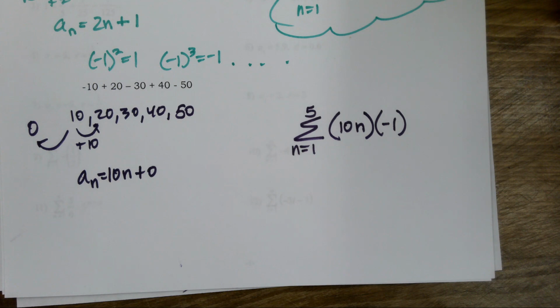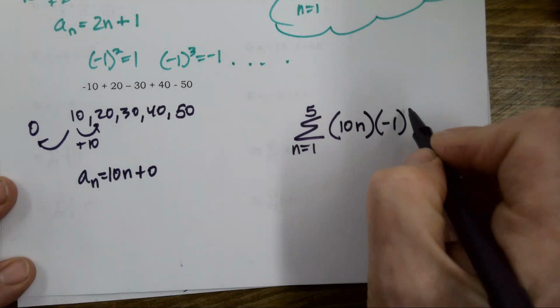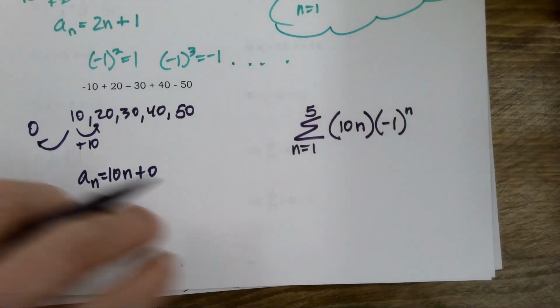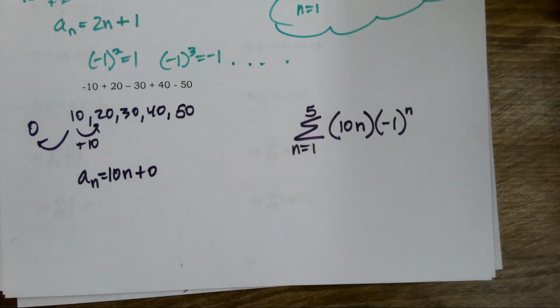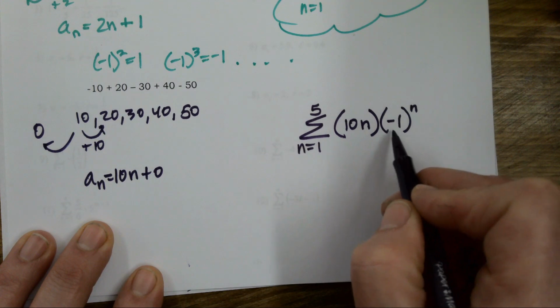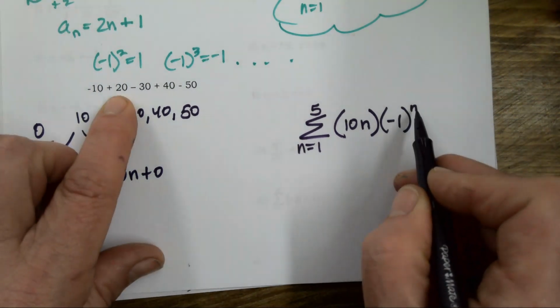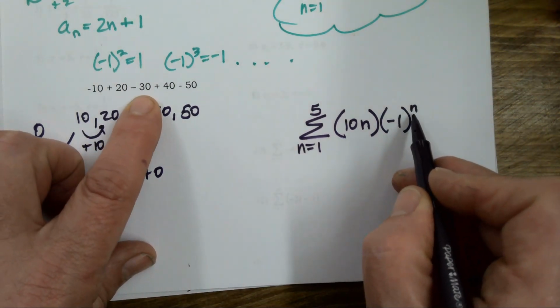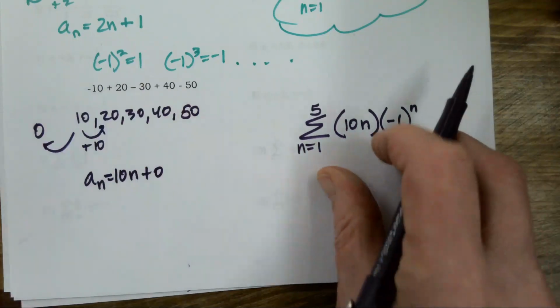If I leave it at -1, they'll all be negative. I don't want that. I want it to alternate. So now I'm going to bring in a power. In this one, I want every other one, the odd terms, 1 and 3 and 5, to be negative. So I can leave it at n. When I plug in 1, it'll be negative. When I plug in 2, for the second term, it'll be positive. When I plug in 3, it'll be negative. When I plug in 4, it'll be positive. Good? Are we okay with that?